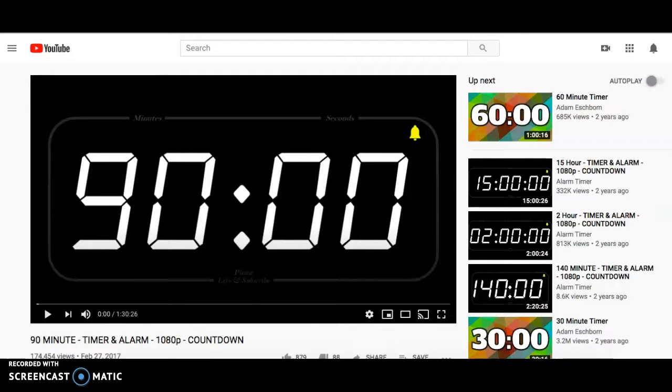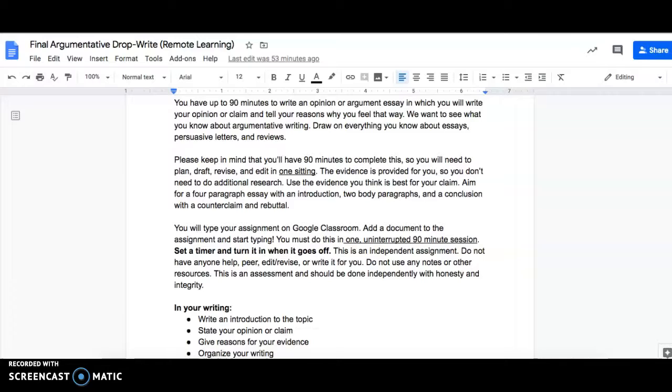But definitely set a timer, because sometimes you get in the zone of writing and you really only have 90 minutes. Now, of course, if you finish before 90 minutes, you could stop. I would suggest you go back and read and edit your work, but you could end sooner than 90 minutes if you don't need the whole time.